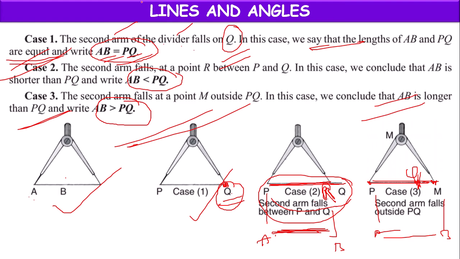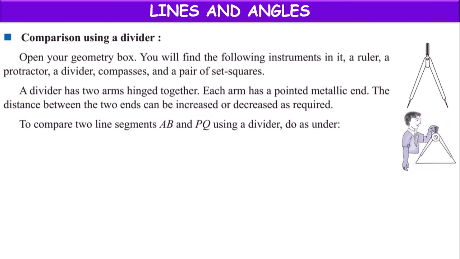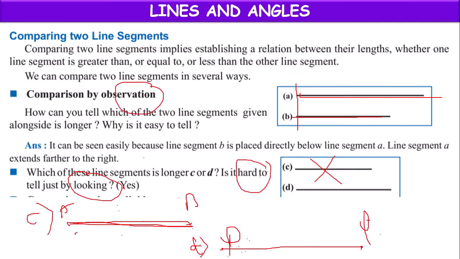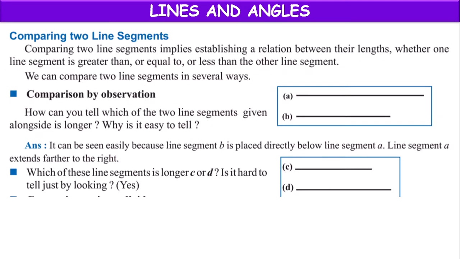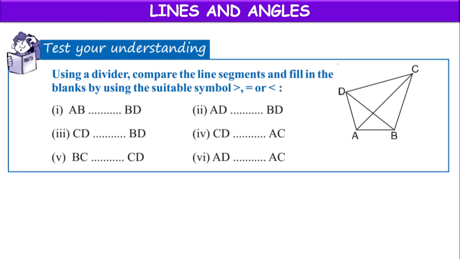So using the divider, we can make accurate measurements of lines, and we can compare two different line segments even though they are not exactly one below the other. This is about measurement of line segments and comparing them with the help of the divider, children.